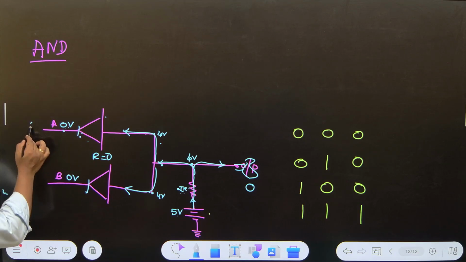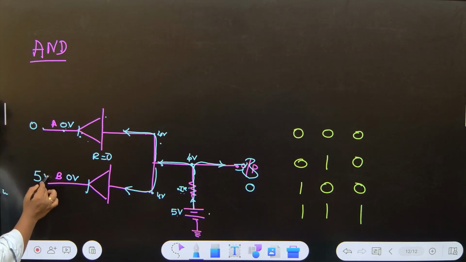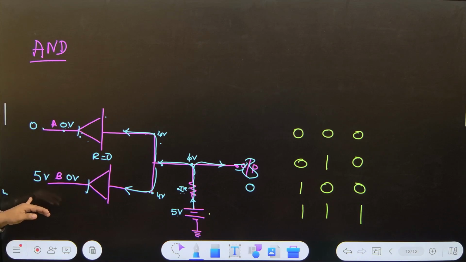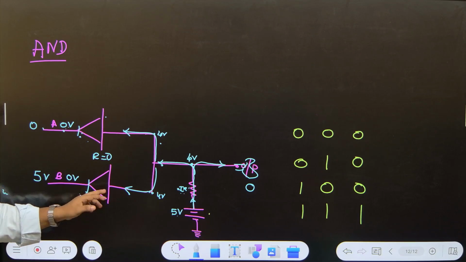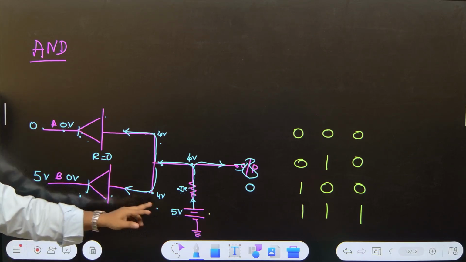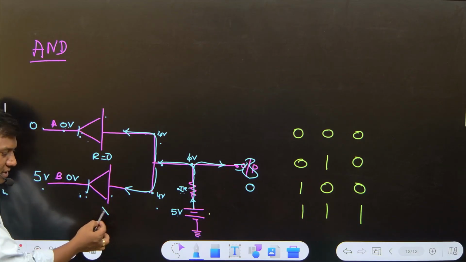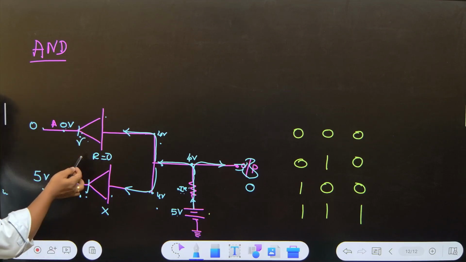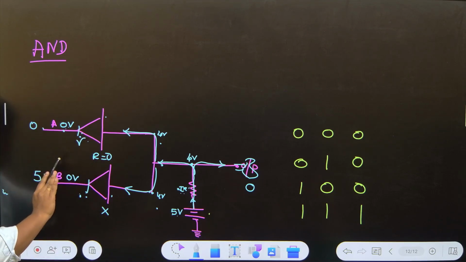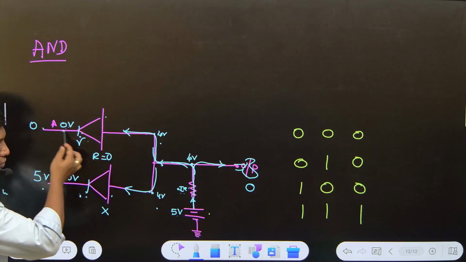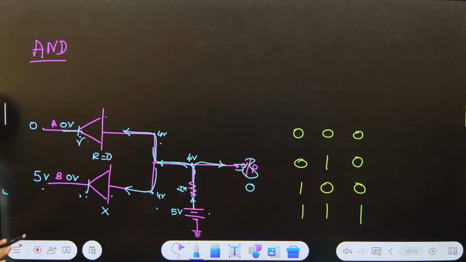Let us give 0 comma 1. Now this is in reverse bias, because the P type is connected to lower potential and the N type is connected to higher potential. Then current cannot flow through this, but current can flow through the other, because that is still in forward bias. Then current will pass through it, and still there is no output. With 0 comma 1 also there is no output.